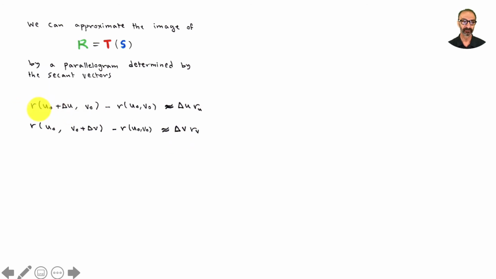So now we have, let's add the image to see what I'm doing right here. r of u sub 0 plus delta u, v sub 0 minus r of u sub 0, v sub 0 will be delta u times r u. That's B right here. And in this case right here, v sub 0 is fixed. That's A. So that's A and that's B.